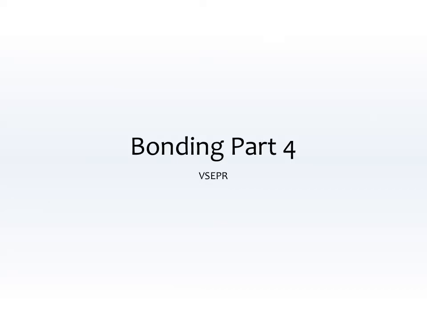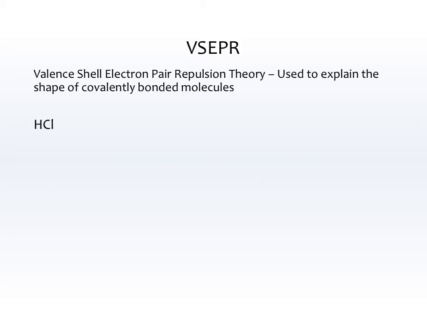Okay, welcome back to bonding in part 4 of our series, which is actually video number 5. We're going to be talking about VSEPR, an acronym we hopefully will become quite familiar with. VSEPR stands for Valence Shell Electron Pair Repulsion Theory, used to explain the shape of covalently bonded molecules. Essentially, the valence shell electron pairs are repulsed by each other, so they're trying to get as far away from each other as possible.